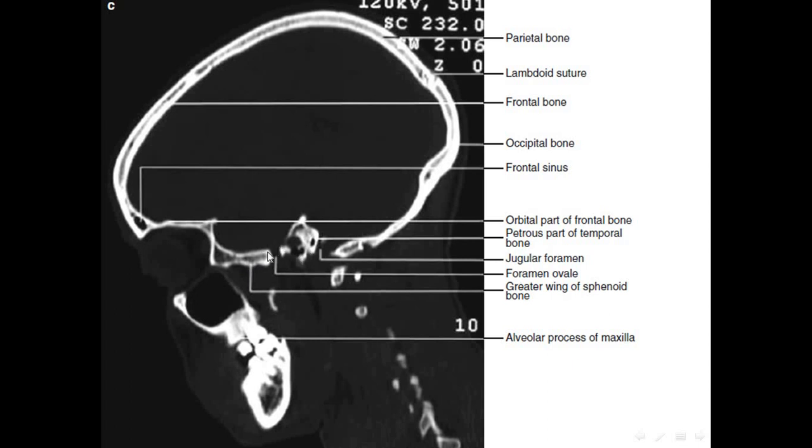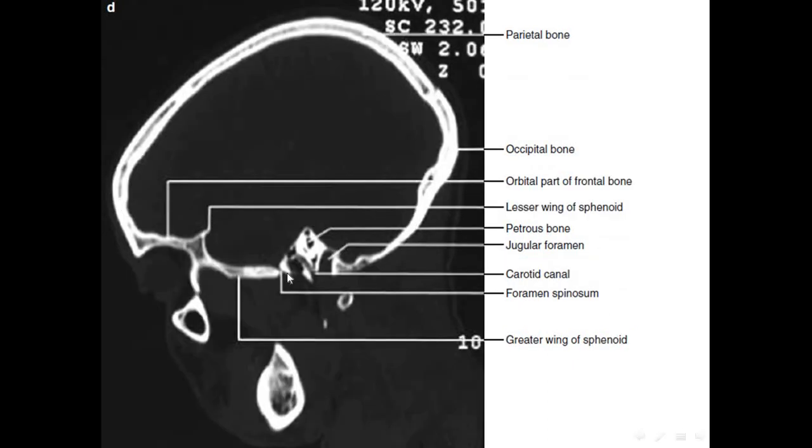This is foramen ovale, and this is the jugular foramen. This is the petrous part of the temporal bone, and this is the orbital plate of the frontal bone, which forms the superior surface of the orbit. This small, tiny foramen is the foramen spinosum. This is the petrous bone. This is the carotid canal, and this is the jugular foramen. Anteriorly is the carotid, and posteriorly is the jugular.